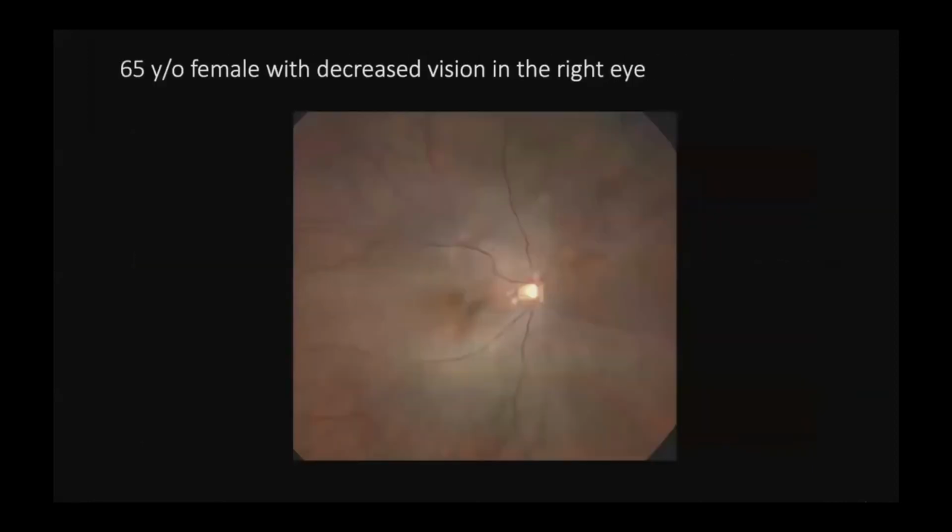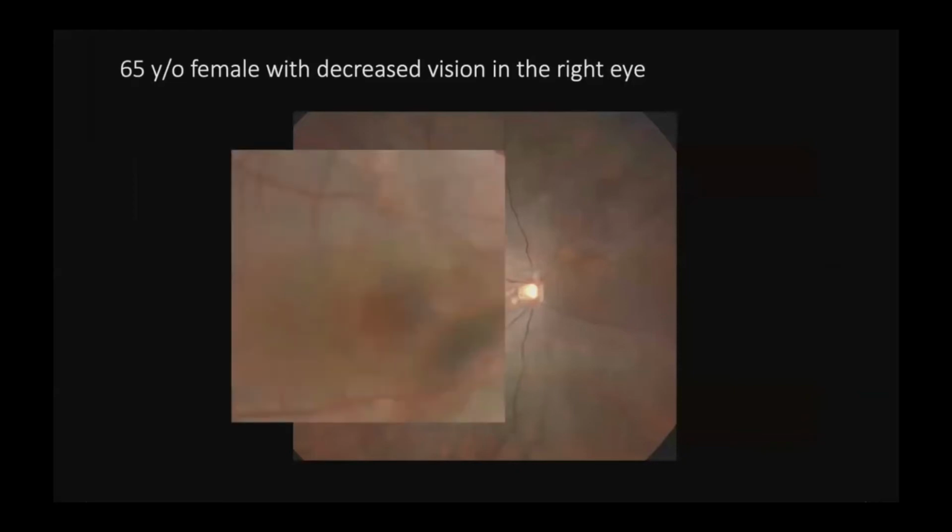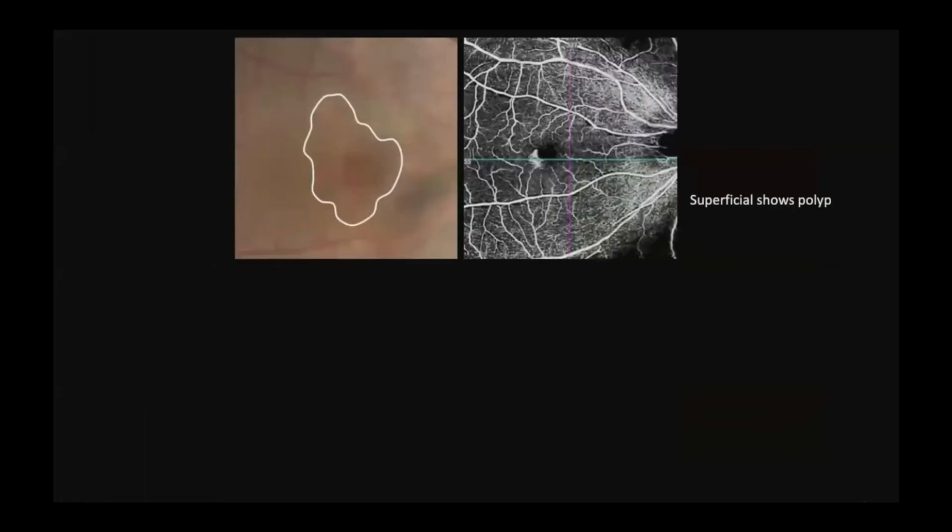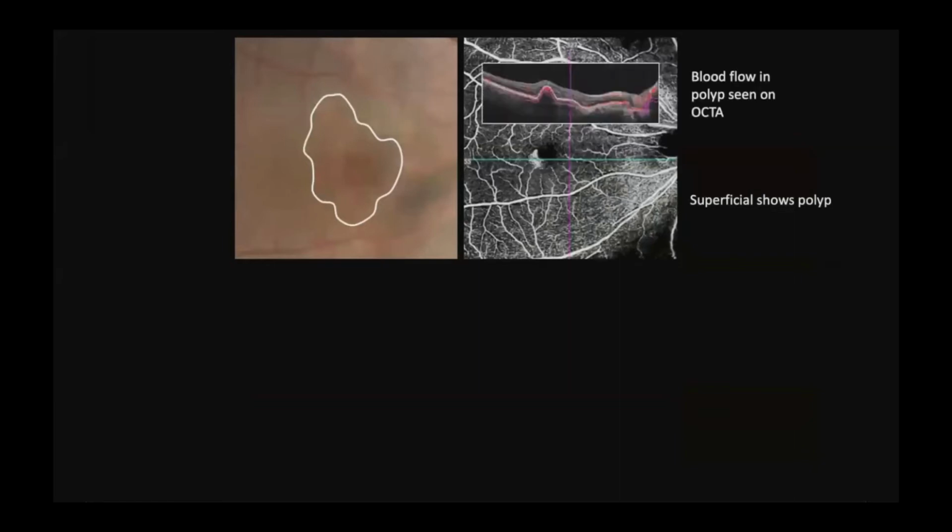This is a 65-year-old female who presented with decreased vision in the right eye. And this is a subtle finding here, but there's a yellow-green vascular lesion that's visible on fundus photos. When we overlay the OCT, we're able to see a visible polyp with a branching vascular network on the OCT. Using OCTA, the superficial slab shows the polyp corresponding to the area that we saw on OCT.